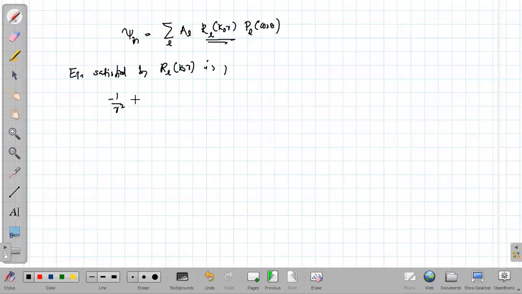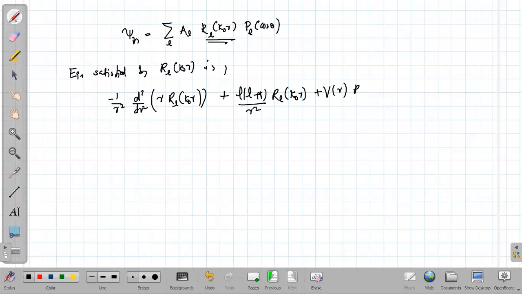minus 1 by r squared, d squared by dr squared of r R_l(k0 r), plus l times (l plus 1) upon r squared R_l(k0 r), plus V(r) R_l(k0 r), equal to 2 mu E upon h bar squared R_l(k0 r). So this is called the radial part of the Schrodinger equation.